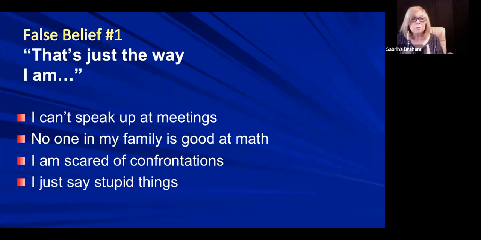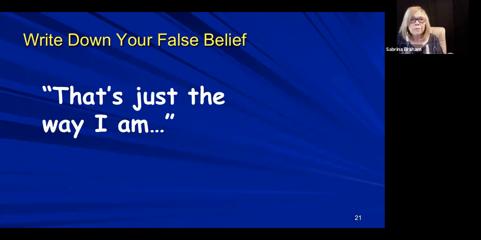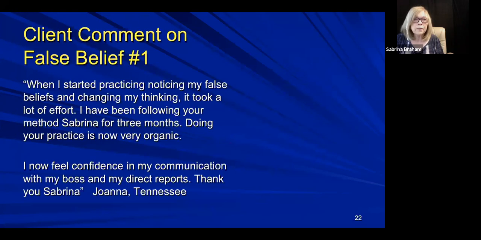Sometimes we say I can't speak up in meetings, a really common one for people in leadership roles. No one in my family is good at math. I'm scared of confrontations. I just say stupid things. See, like scared of confrontations. Well, these are all muscles that one can develop. And that's what happens when you get rid of the false beliefs. So does anybody that's on the call, can you raise your hand or make a comment in the chat if you can think of one?